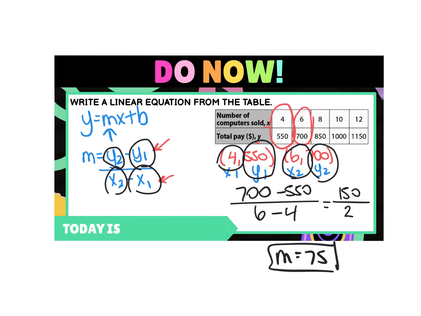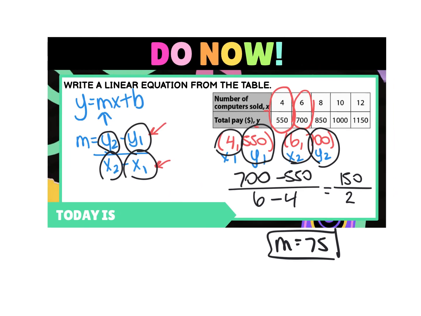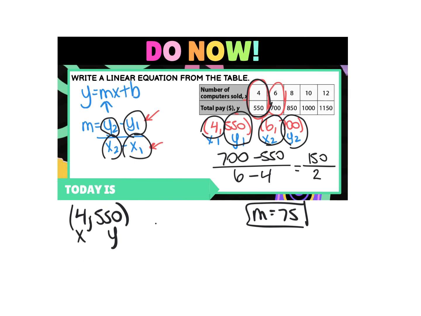Now, we didn't see any like this on the mastery quiz where we go back to the table and we don't have 0 on the table. So this is one of the ones that we have to do that extra work to find our b. So we're going to pick a point on our table. I'm going to go back to 4 and 550. I'm going to label x and y. First thing we're going to do is substitute in our slope. So y equals 75x plus b. All I did was change my m.